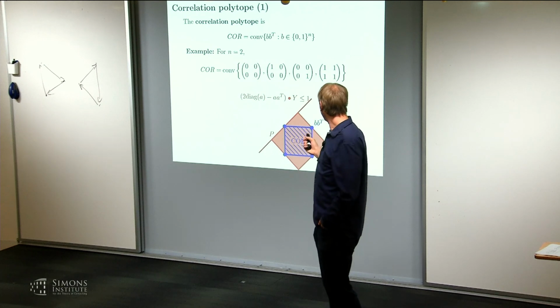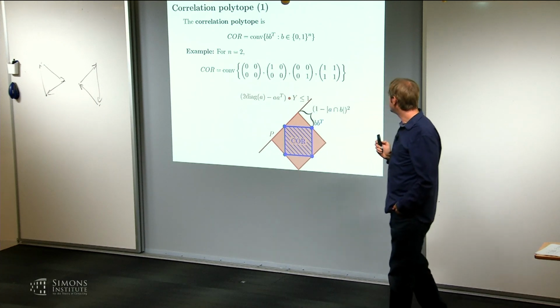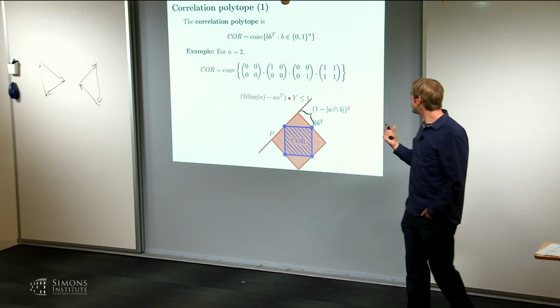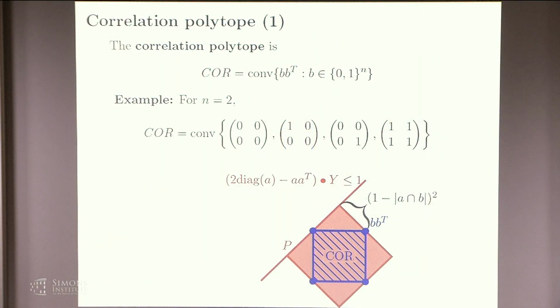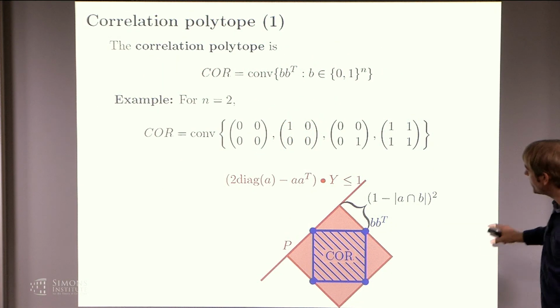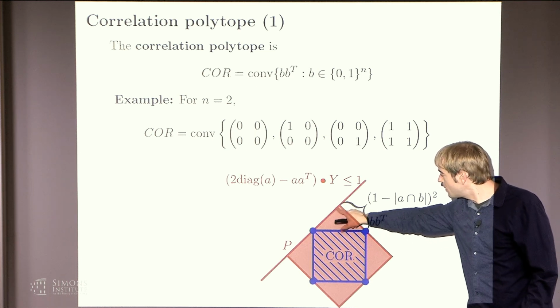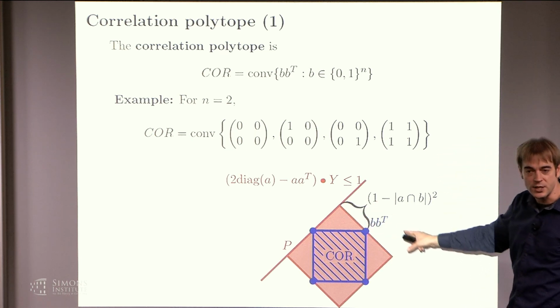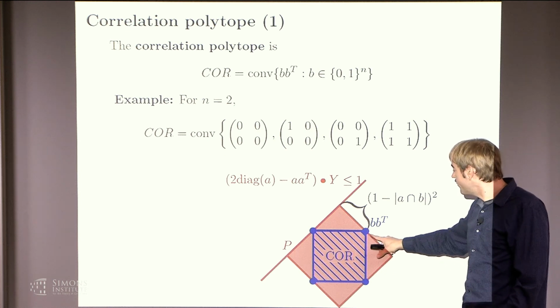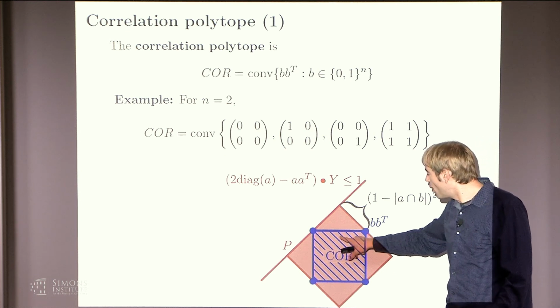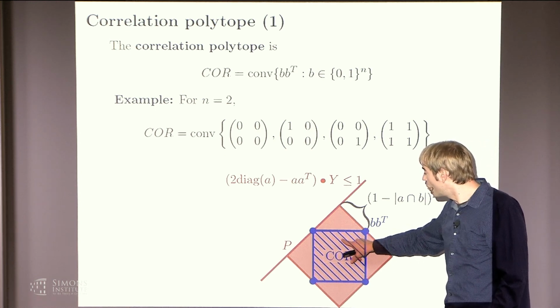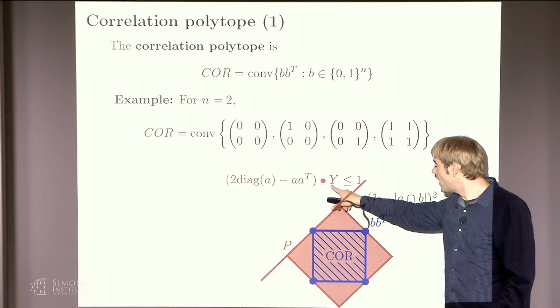You can sit down for a couple of minutes and do the calculation, and it actually suffices to see what is the slack that every vertex has with respect to this inequality, and then by convexity, you will also know that every point inside of the correlation polytope will have a non-negative slack with that inequality.